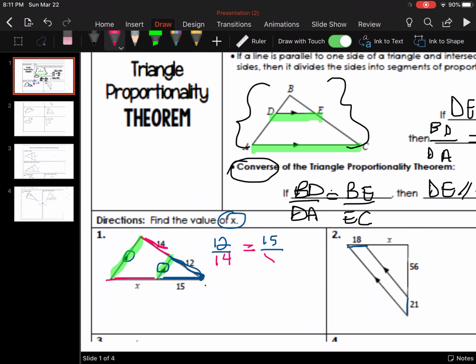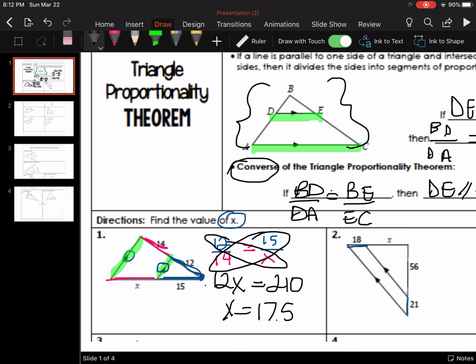x. Now how do we solve proportions? We cross multiply and solve. So 12 times x, which is 12x, is going to be equal to 15 times 14, which is 210. And divide both sides by 12, which means x is 17.5. Now it said find the value of x, therefore we are done.